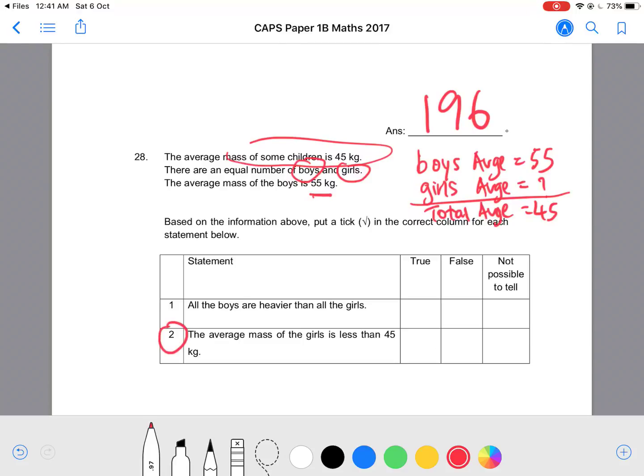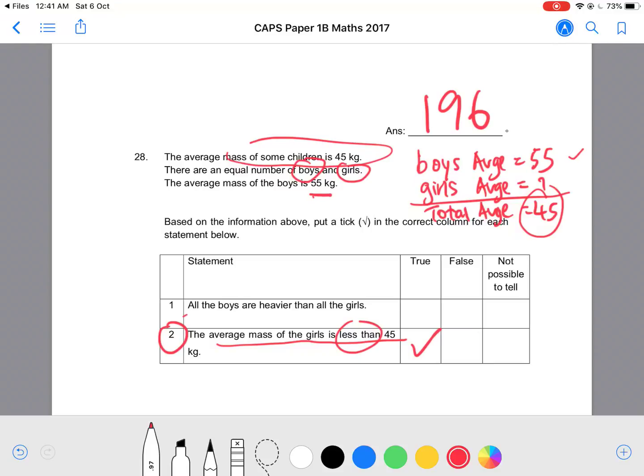So for statement number 2, the average mass of the girls is less than 45 is true. Because you need to be lesser than 45 in order to pull the average down to 45. The average was initially 55 with the boys. But how come when we add the girls in, the average becomes 45? It means the girls must have pulled down the average a lot. Okay, so that's true.